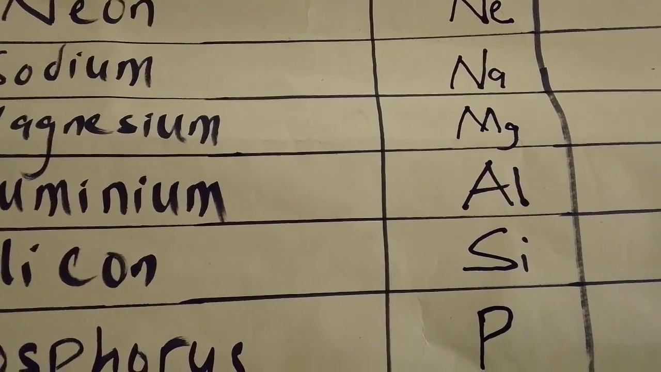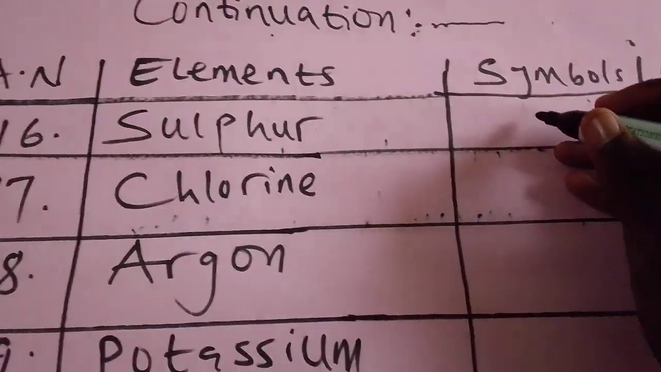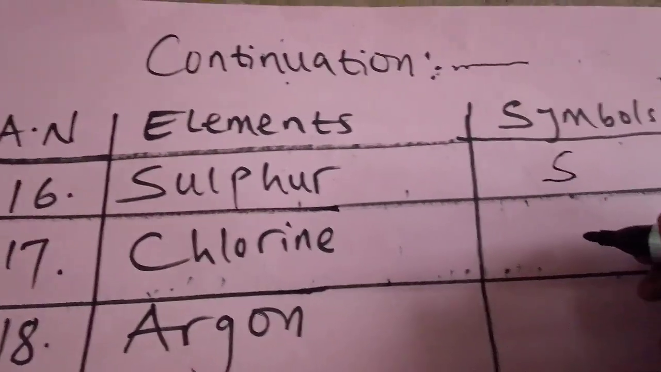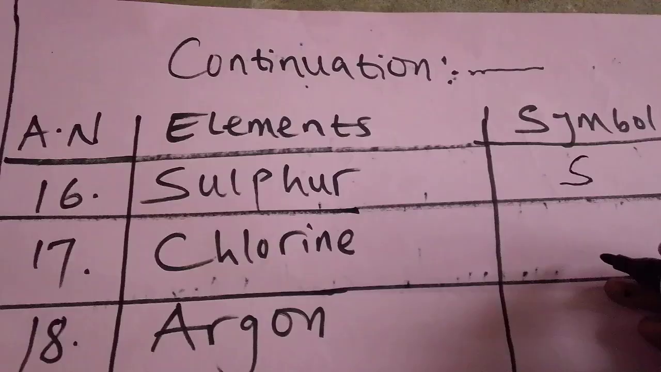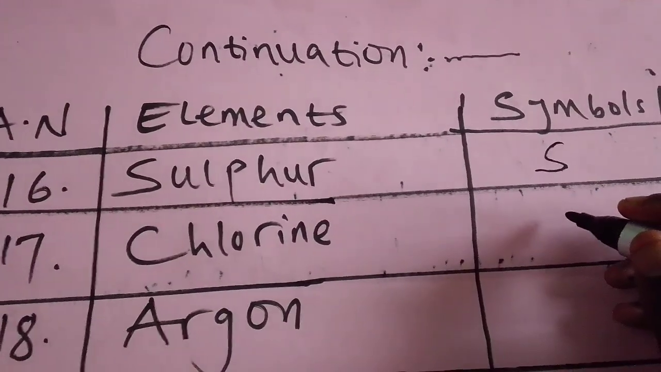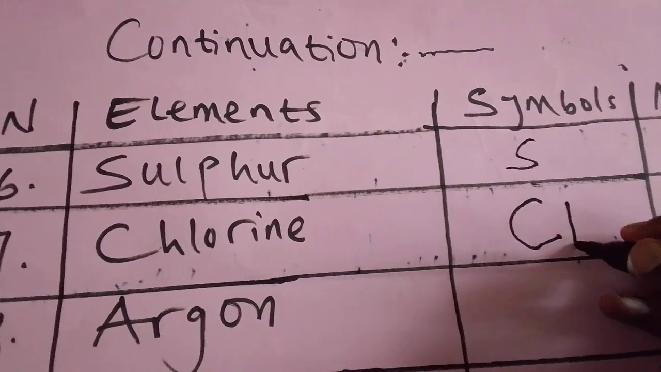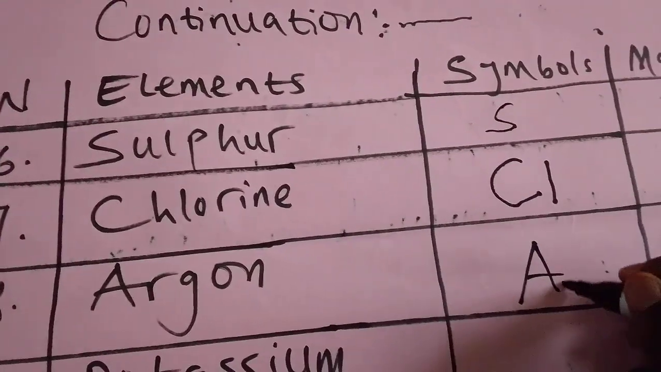Then the next one is number 16 element, which is sulfur, and the symbol of sulfur is S, capital letter S. Also for chlorine, this one is also among those that I said. It should be the first letter and one in the middle. So chlorine is among those that have such kind of symbol, capital letter C and small letter L. Also for argon, you write Ar.